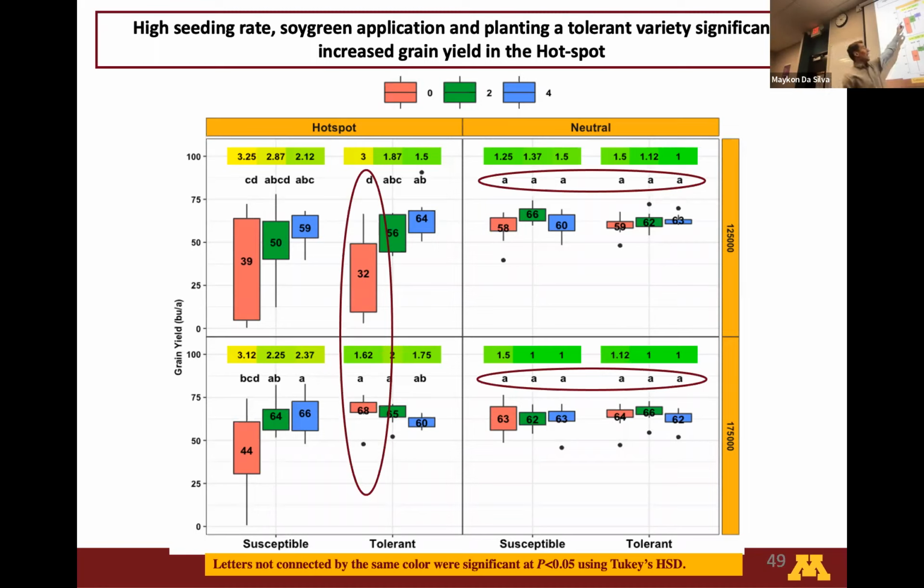We can also see that IDC symptoms were very different as well. We went from an average of 3 in our 1 to 5 visual rating system to an average of 1.62, which again makes sense. More symptoms, higher yield reductions. Less symptoms, higher yields.